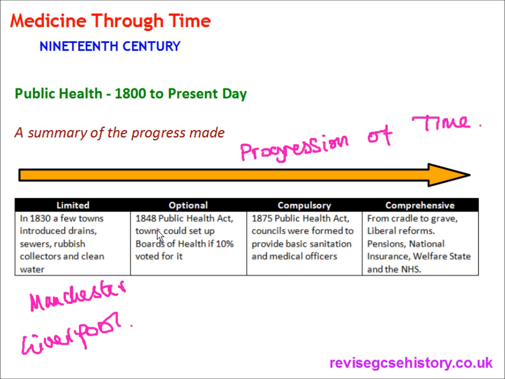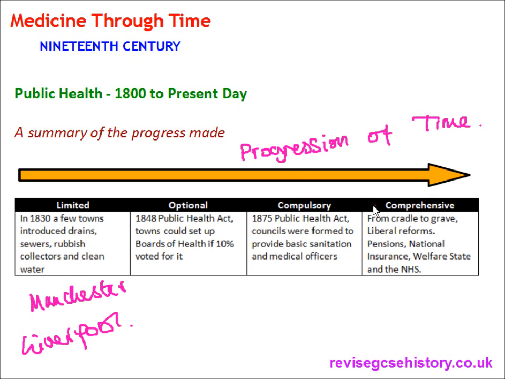Then we've got an optional public health approach. In 1848, the first Public Health Act was introduced, and towns could set up a Board of Health if 10% of people voted for it. A compulsory approach. In 1875, the second Public Health Act was introduced, and councils were forced to provide basic sanitation and appoint medical officers of health.